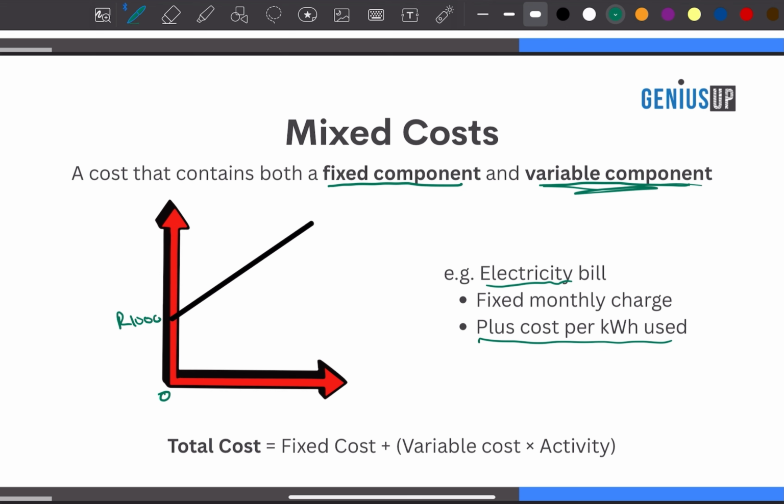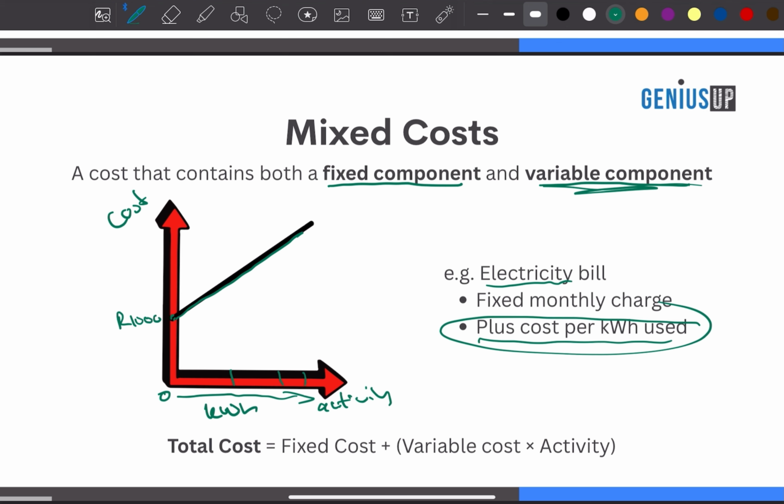To say as activity, as the kilowatts, this is activity. So in terms of kilowatts, if you produce zero, you pay that fixed 1,000 rand to be connected to the grid. But once you start producing more, the cost goes up because you need to pay this variable component, which is the cost per kilowatt. So that's the idea of mixed cost, to say they're mixed, they have a fixed component and a variable component.